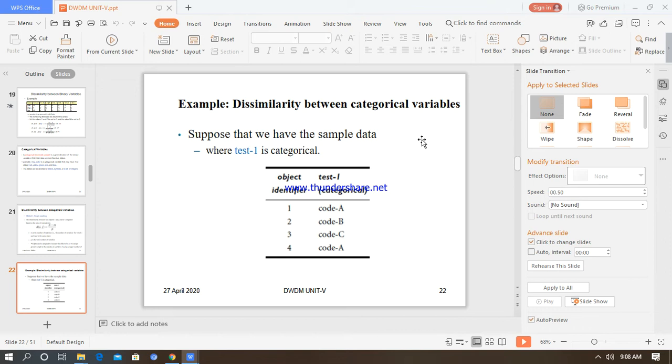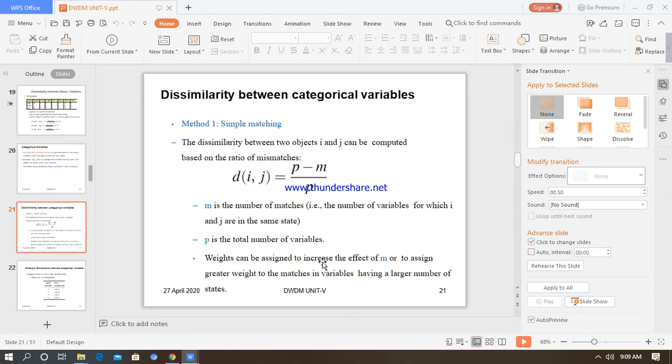Now we need to calculate the dissimilarity matrix. This is the object identifier and this is the categorical test. We have three values, basically A, B, C, and the fourth one again is A. Now we need to calculate the dissimilarity matrix. As you have seen, what is the formula for the dissimilarity matrix? d(i,j) is equal to (p minus m) by p. Do you understand what m is here, the number of matches, and what p is here, the total number of variables.